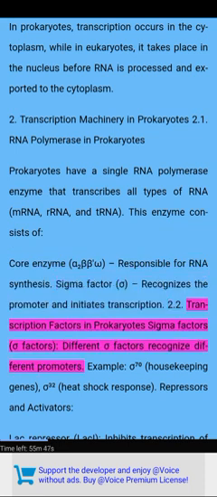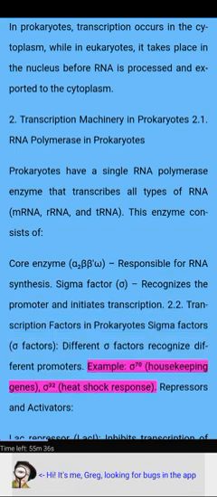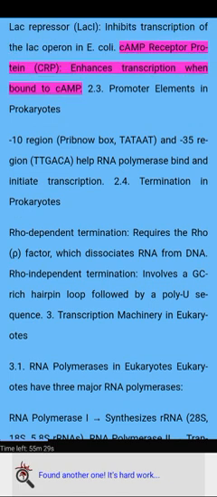2.2. Transcription factors in prokaryotes. Sigma factors: different sigma factors recognize different promoters. Example, sigma 70 for housekeeping genes, sigma 32 for heat shock response. Repressors and activators: Lac repressor (LacI) inhibits transcription of the lac operon in E. coli. cAMP receptor protein (CRP) enhances transcription when bound to cAMP.